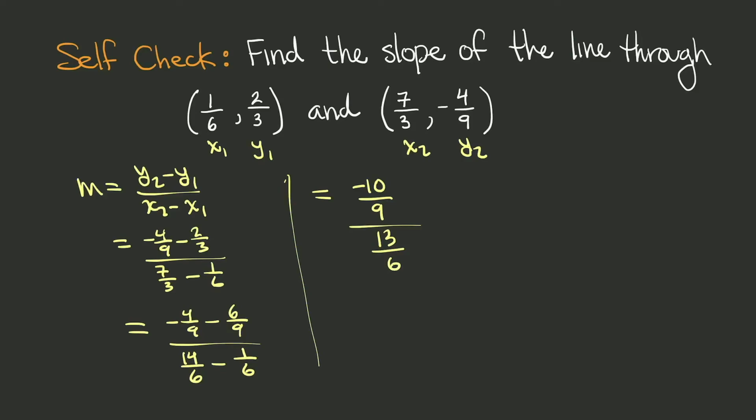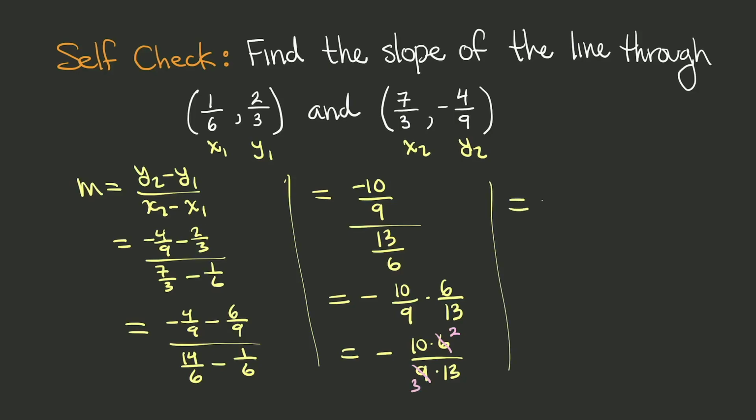Since we're taking a fraction divided by a fraction, we'll invert the bottom one and multiply, so that will give us negative overall 10 over 9 times 6 over 13. This combines as -10 times 6 over 9 times 13. And we see that we can simplify a little bit because 6 over 9 is the same as 2 over 3. And so our final answer will look like -10 times 2, which is 20, over 3 times 13, which is 39.